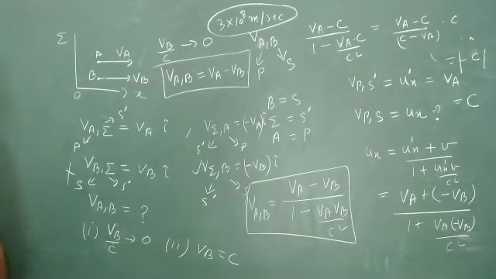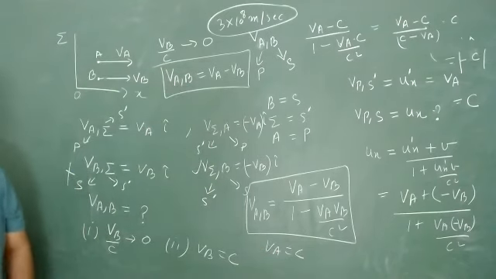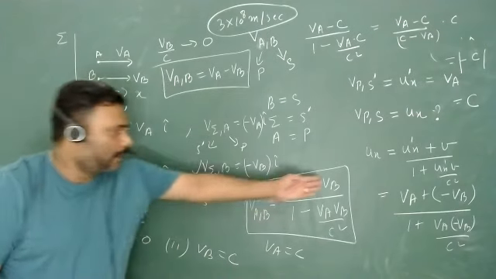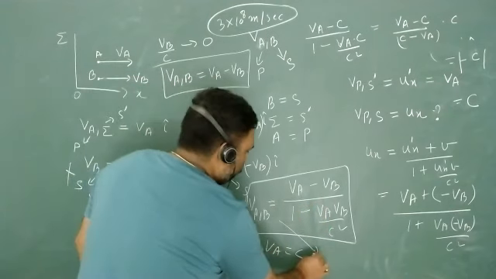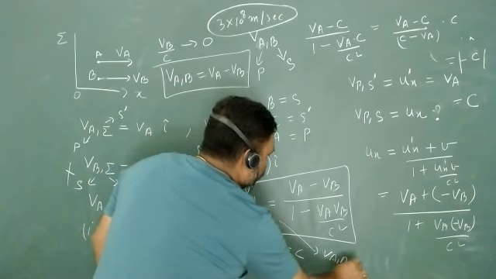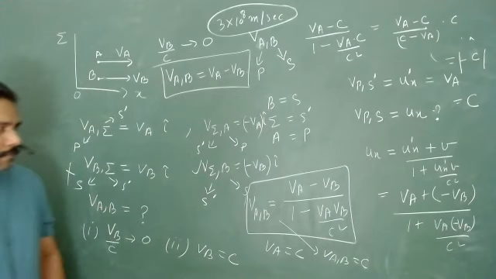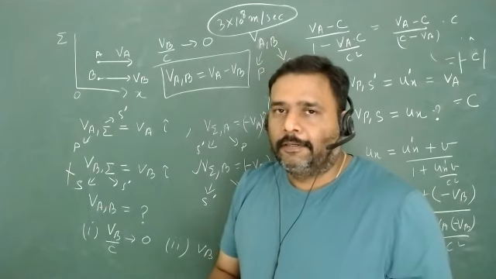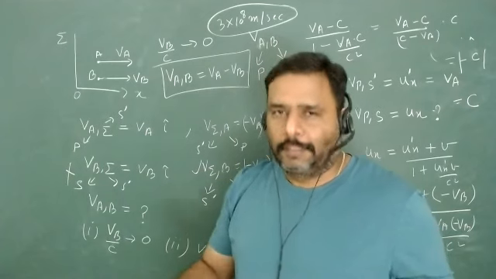So if you have any doubt right now, you can also verify. Put VA is equal to C. What will you get? You will get exactly C, isn't it? You can just put it. C minus VB, and then you will get C. Then this will be again C. So from any reference frame, the speed of light is invariant. Okay. So let's come to the next problem, and this will be a little bit more interesting.